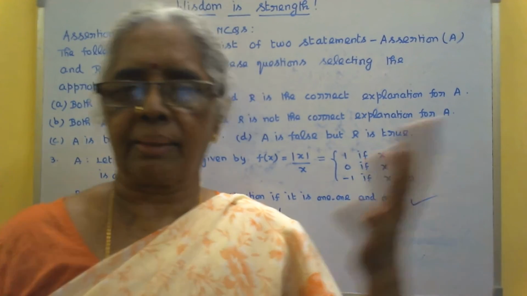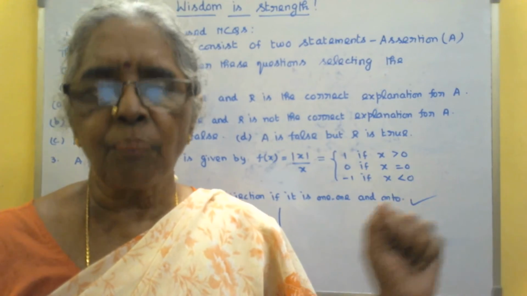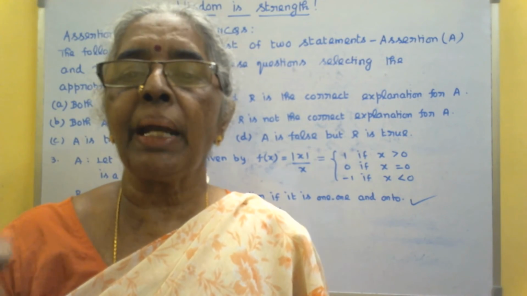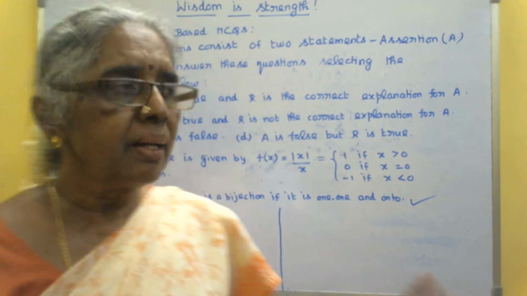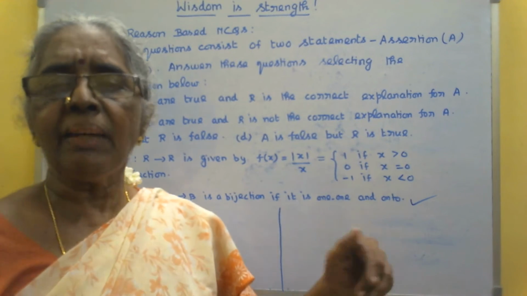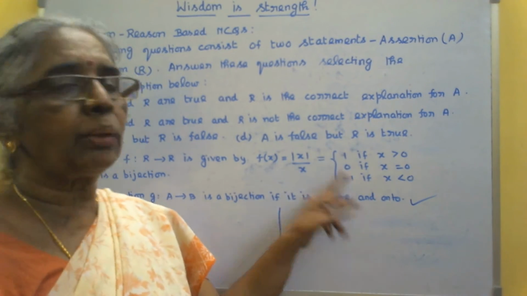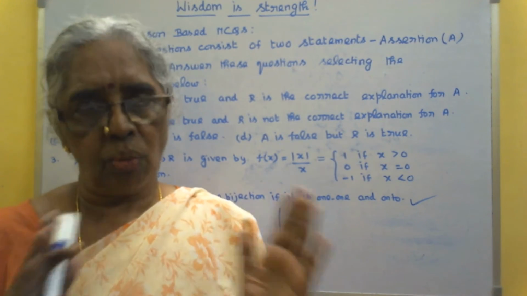x is equal to 2, x is equal to 5, x is equal to 10. For all these x values, the f of x is going to be 1. That means it is a many-one function and it is not a one-one function. Similarly, here also, x is less than 0 means any value of x which is less than 0, you are going to get f of x value as minus 1. So, definitely it is a many-one function. So, it is not one-one.